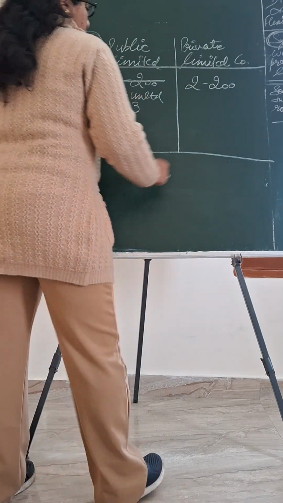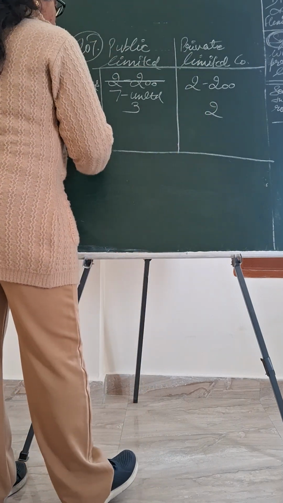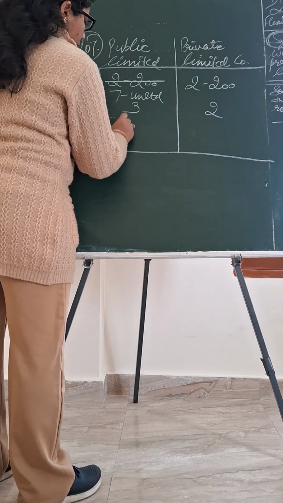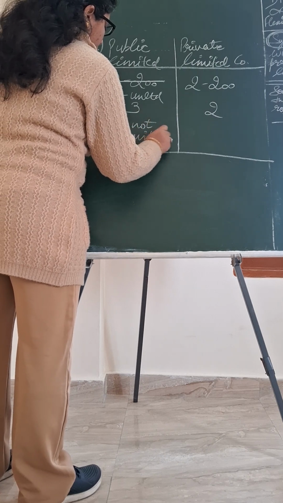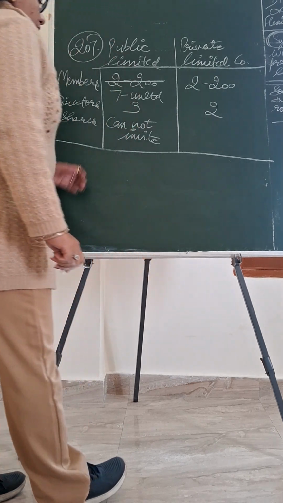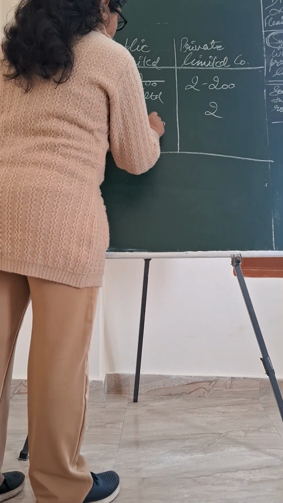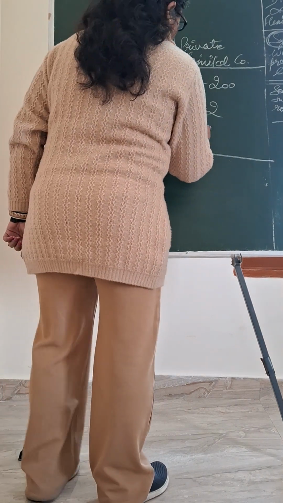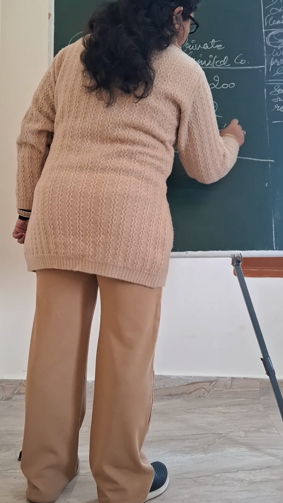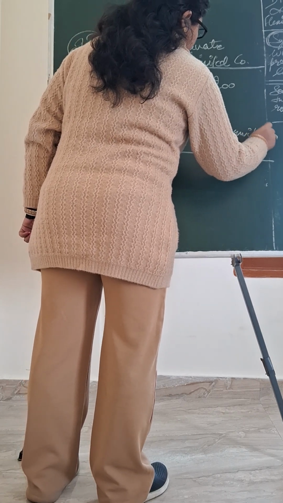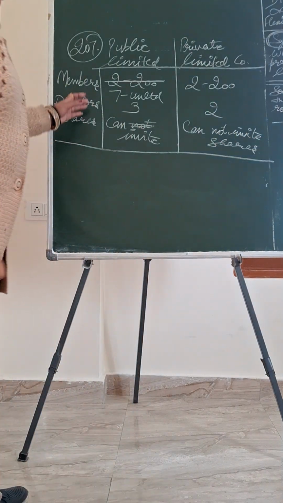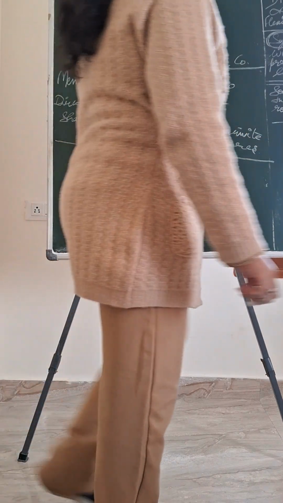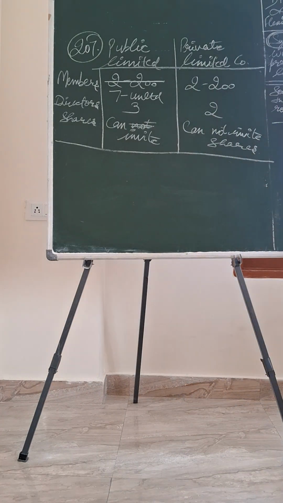Number of directors 3, number of directors 2. Shares: a public company can invite the public, and a private limited company cannot invite shares. That is the IPO. So this is the basic difference between a public limited company and a private limited company.